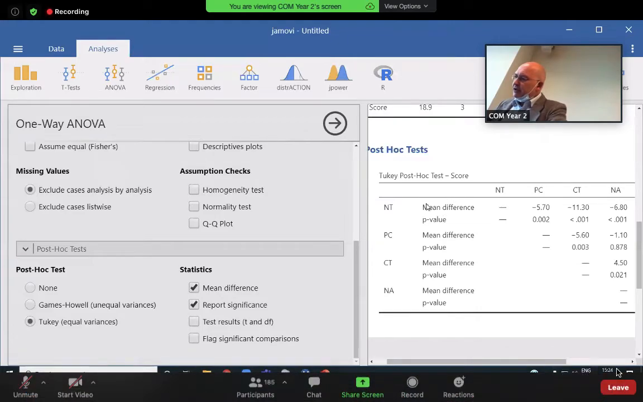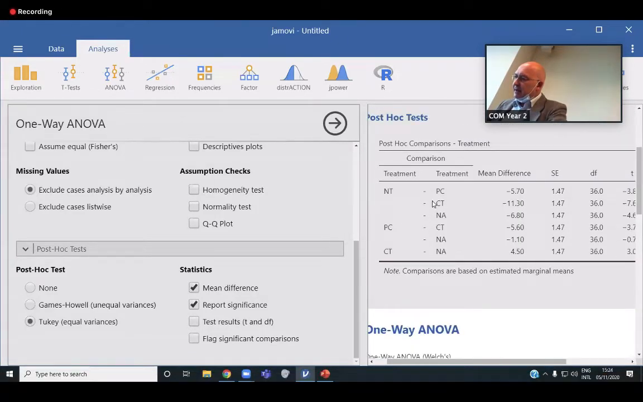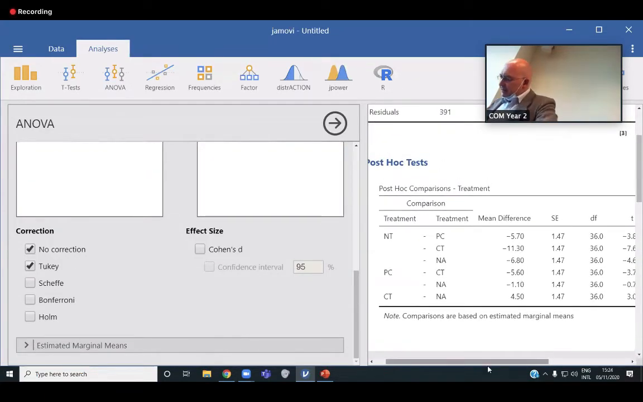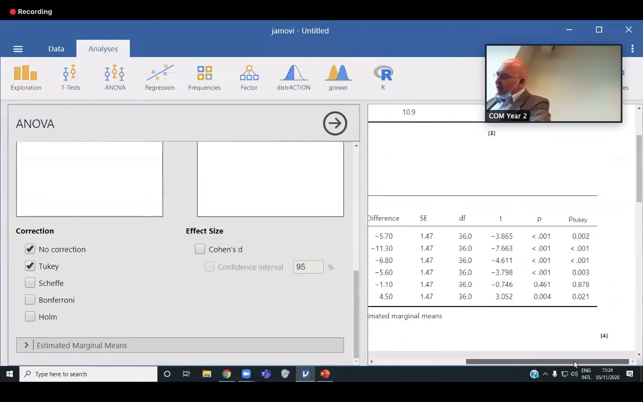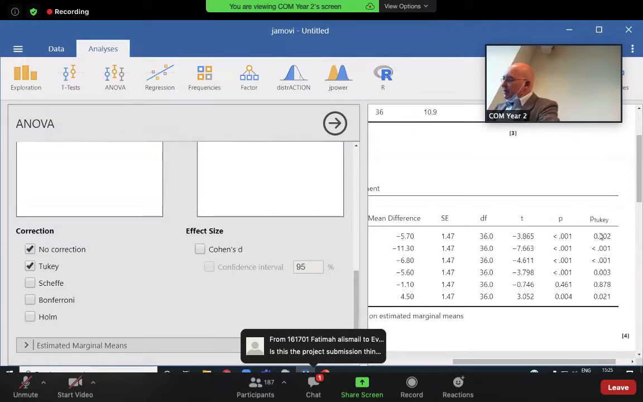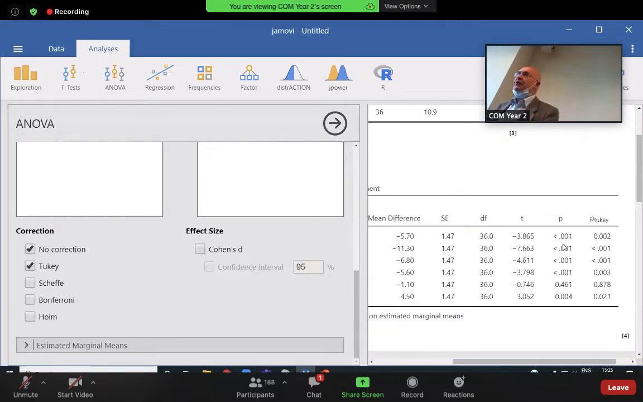Now let me just show that to you in the previous analysis here. If I was to show you the no correction, then if we look at this table that we had before, we've got the p-value here, which is from Fisher's LSD, okay? And you'll see that these p-values are a bit less than the Tukey p-values. All of them are. That's because it's more sensitive, but this is an a priori test only, unless you have three groups and the ANOVA comes out statistically significant beforehand.